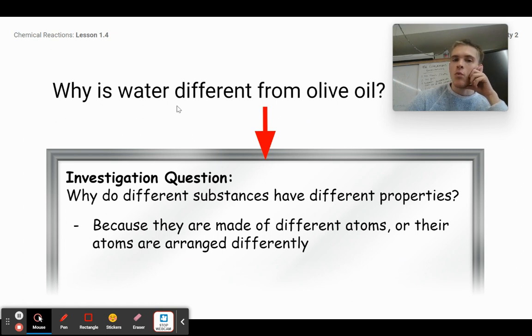So why is water different from olive oil? Why do substances have different properties? Because they are made of different atoms, or their atoms are arranged differently.